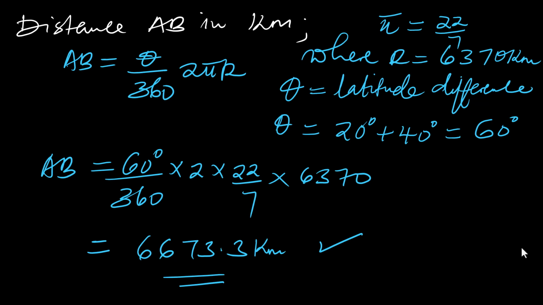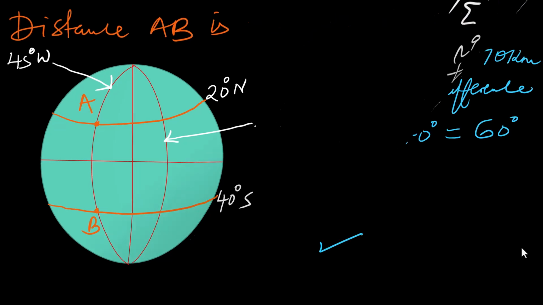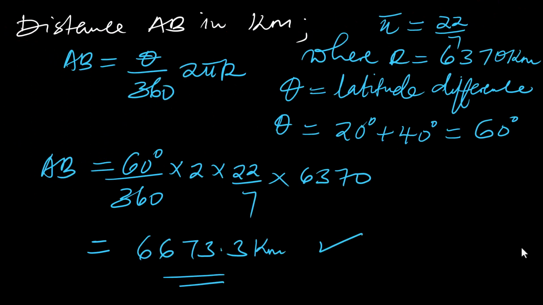Then we have now the calculation for this difference. You can see we have A 20 degrees north and B 40 degrees south. So to get the latitude difference, we add. One is to the north and the other one to the south. We get the latitude difference by adding 20 plus 40, we get 60. Now let's proceed and get the distance using the formula. So theta, which is 60, divided by 360 times 2 pi r. We have everything there, radius of the earth and pi, and you get that one as 6673.3 kilometers. That is how we get the distance AB in kilometers.